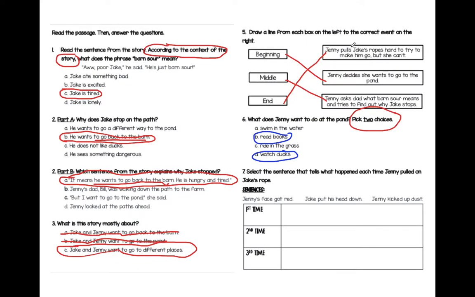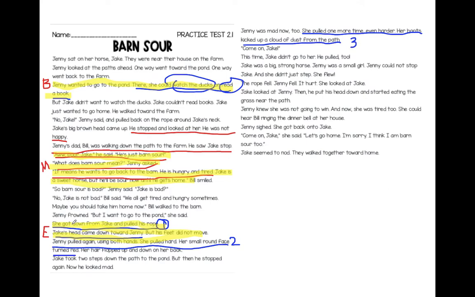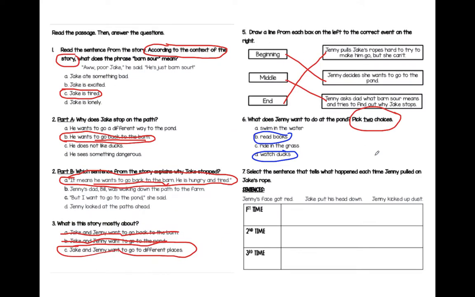So now let's put them in order. The first time, she got down and pulled his rope. What happened? Jake's head came down. The second time she pulled, what happened? She pulled hard, her small round face turned red, and her hair flopped down on her back. And the last time she pulled, what happened? Her boots kicked up a cloud of dust from the path. So let's put them in order. What did we say happened first? That's right. Jake put his head down. So we'll write that in the box.